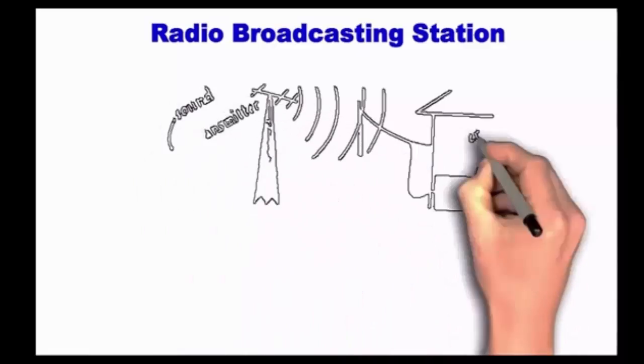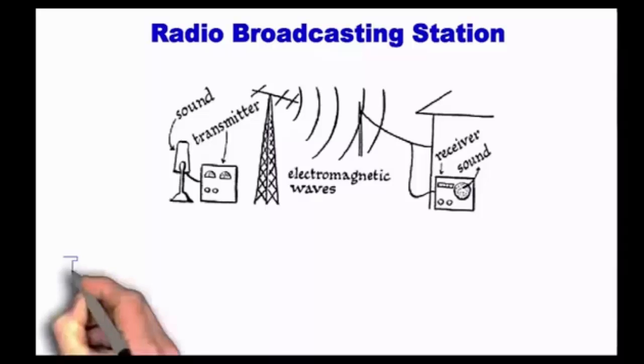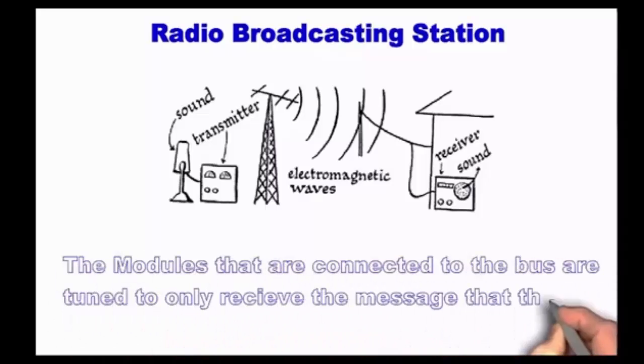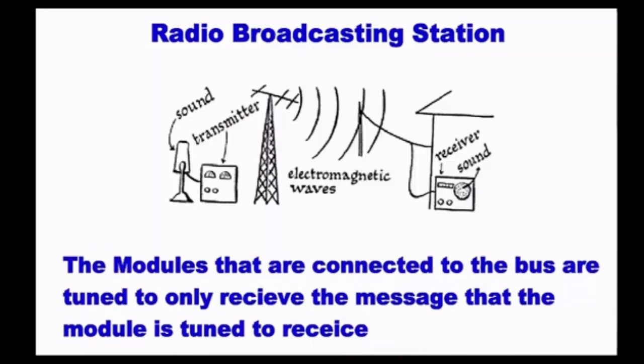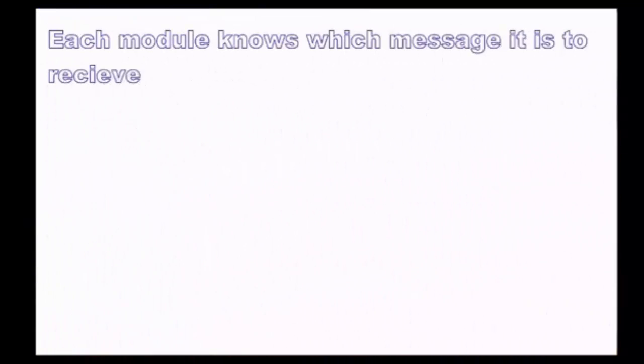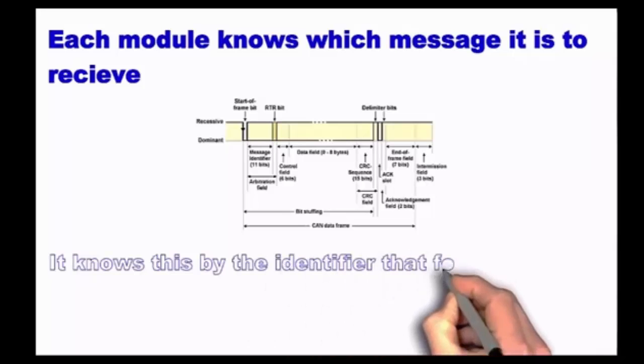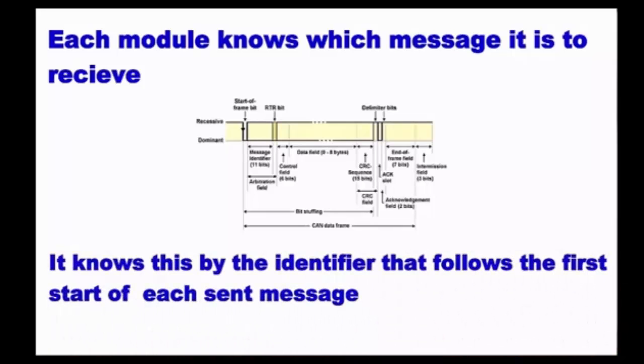The radio waves leave the station, the waves then travel in the air, and any radio receiver that is tuned to the same frequency can receive the broadcast. The modules that are connected to the bus are tuned to only receive the message that the module is tuned to receive. This is accomplished in the way the start of the message is written. Each module knows which message it is to receive and when it is not to receive a message. It knows this by the identifier that follows the first start frame of each sent message.